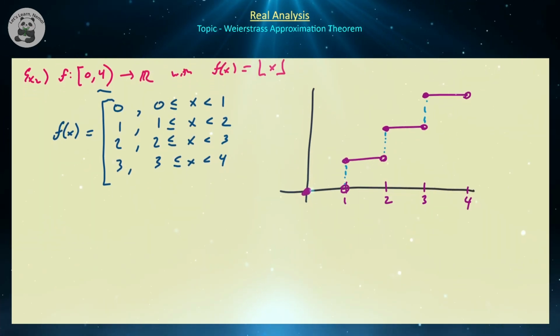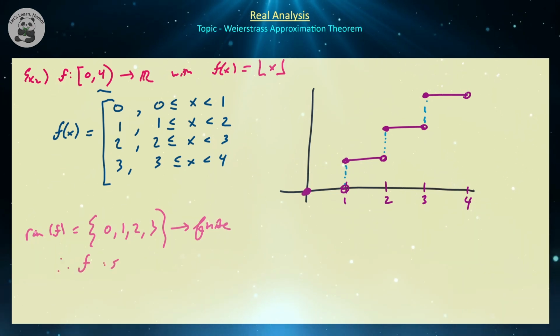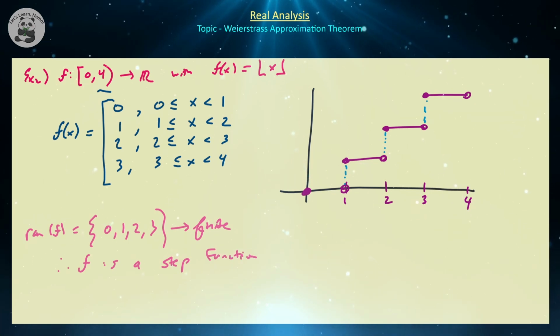So is this function a step function? What do we need to do in order to formally label this function as a step function? Well, we need to look at the range. The range of this function is the discrete set 0, 1, 2, 3, obviously a cardinality of 4, which is a natural number. So obviously this is indeed a finite set. That means this function f is indeed a step function, right?